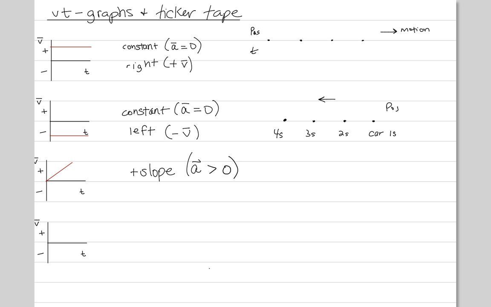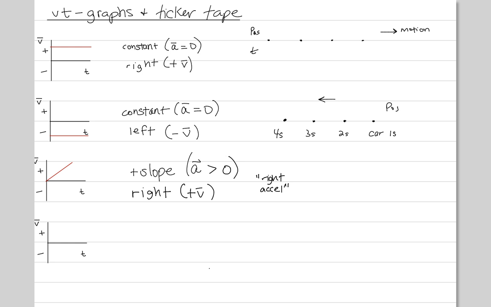Now the velocity, which direction are we headed? Positive, because we're above the x-axis. This is positive velocity. So what would a diagram look like of a car driving? We are headed to the right, and the acceleration is positive. So we are doing rightward acceleration.